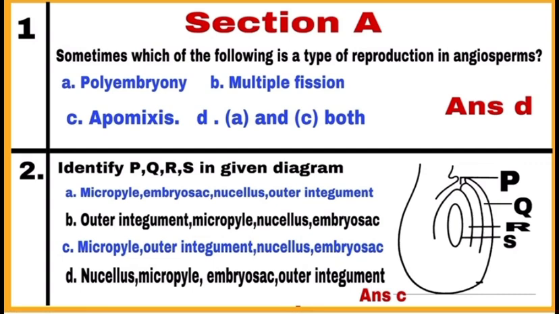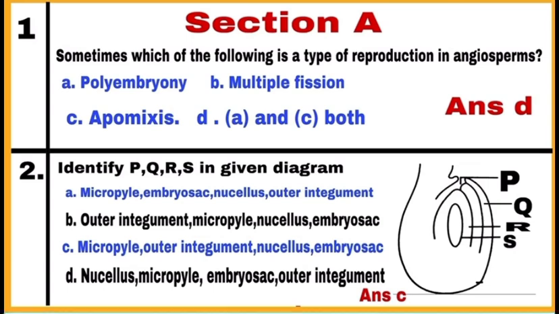See question number 1. Which of the following is a type of reproduction in angiosperms? In angiosperms, sexual reproduction takes place, but sometimes other types of reproduction like apomixis and polyembryony also take place. So here the correct option is D, A and C both. Mark D as the correct answer.